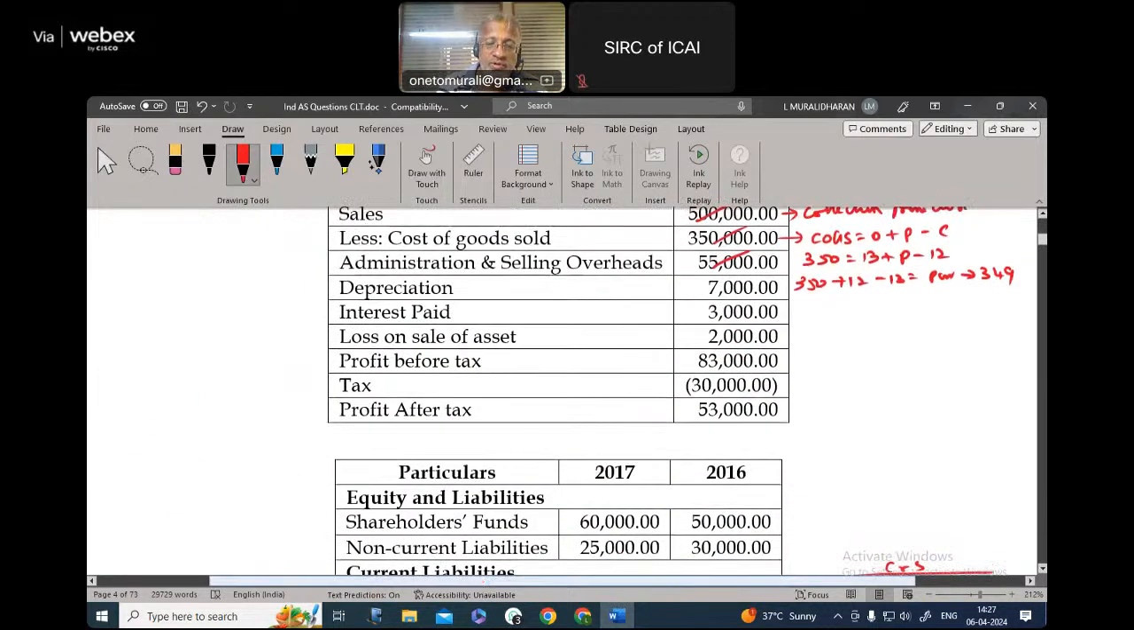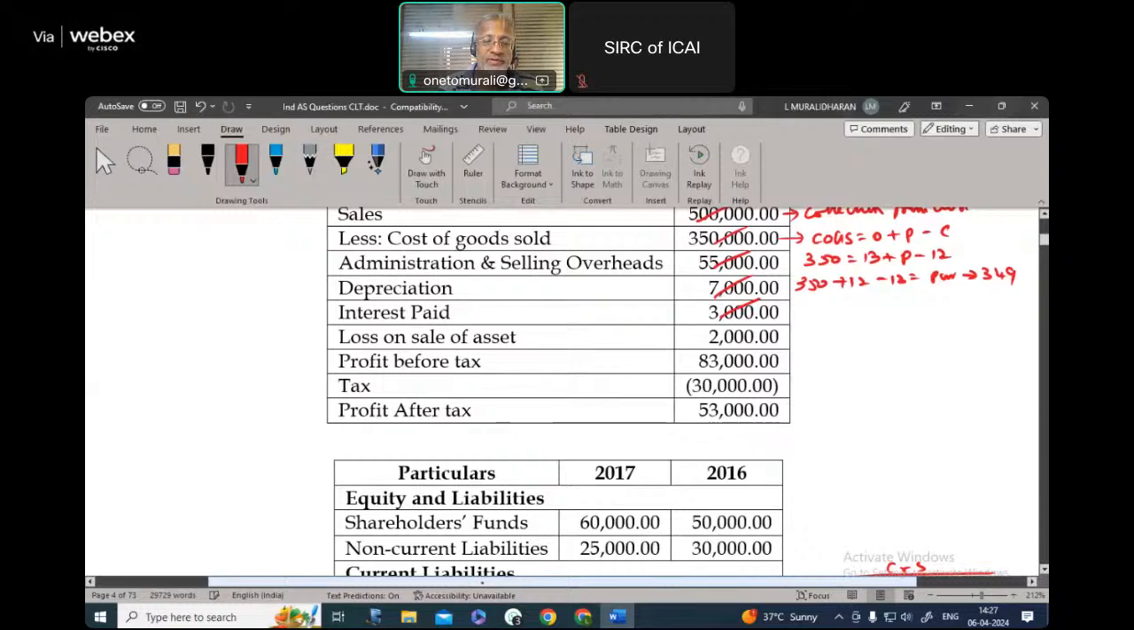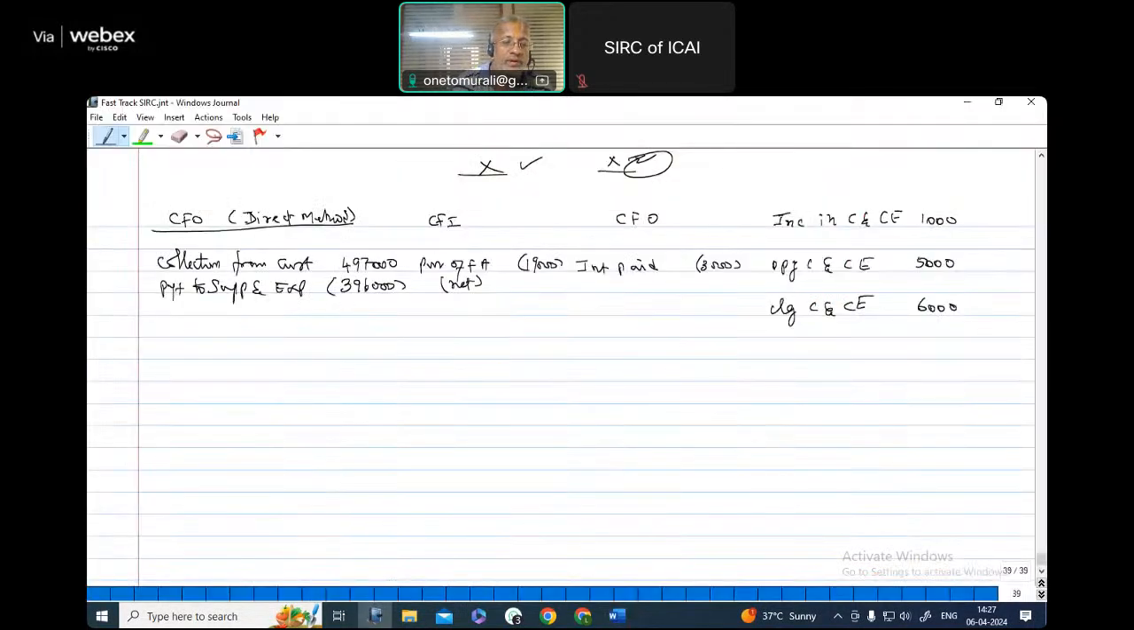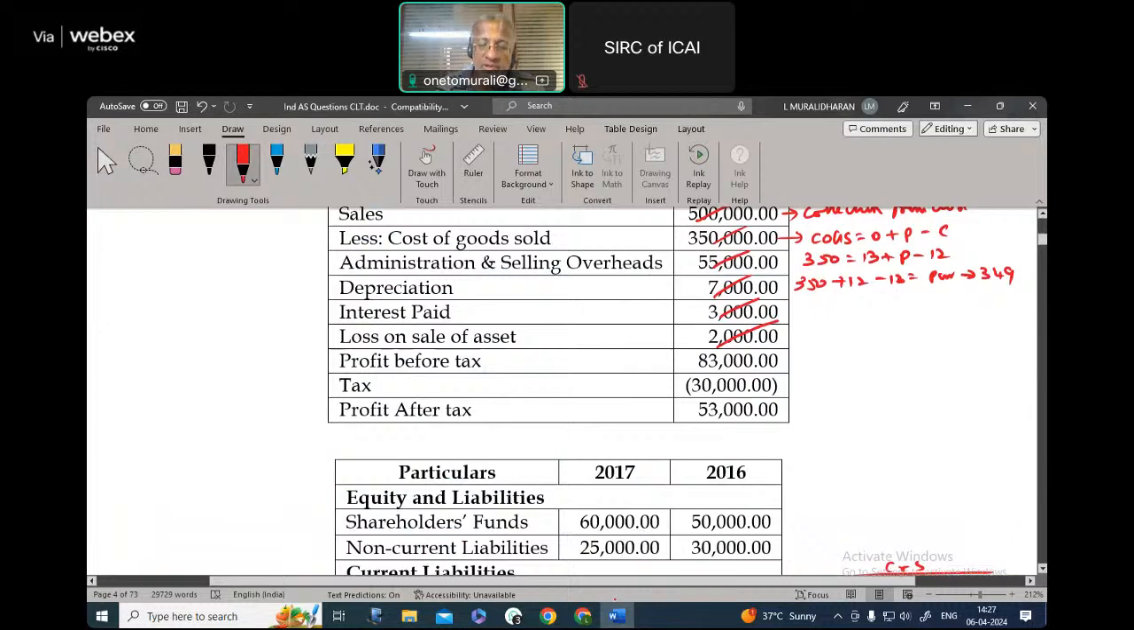So depreciation also we have taken up, interest also we have taken up, loss also we have taken up. Tax paid to the extent of 30,000 we are going to take up. Tax paid. 71,000 cash flow from operations. So that's all as far as the profit and loss account is concerned.